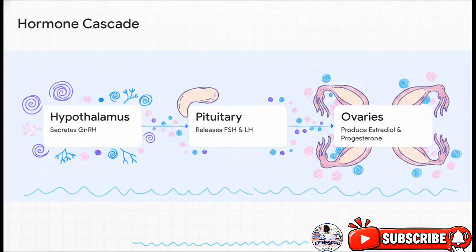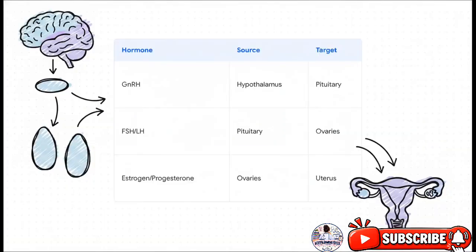Now, this acts directly on the anterior pituitary, stimulating it to release two absolutely crucial hormones: follicle-stimulating hormone, or FSH, and luteinizing hormone, or LH. These two messengers then travel all the way down to the ovaries, prompting them to produce our major steroid sex hormones, estradiol and progesterone.